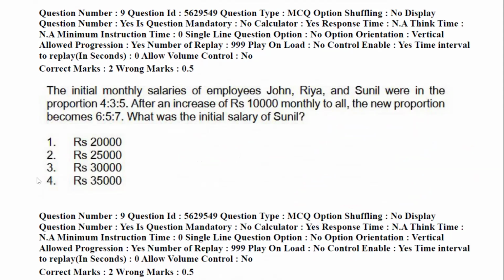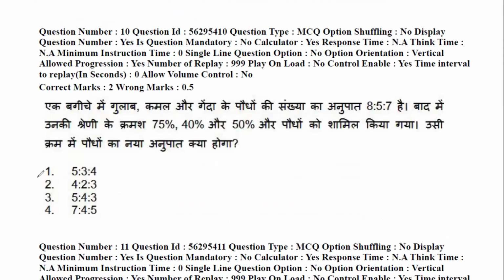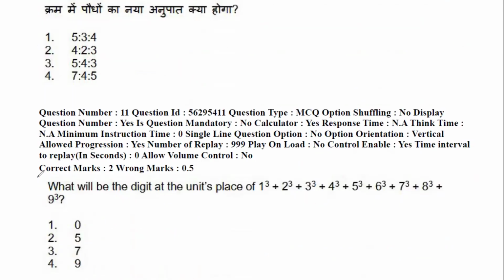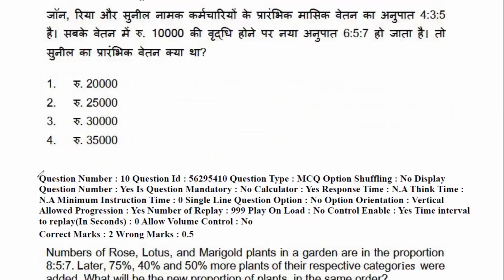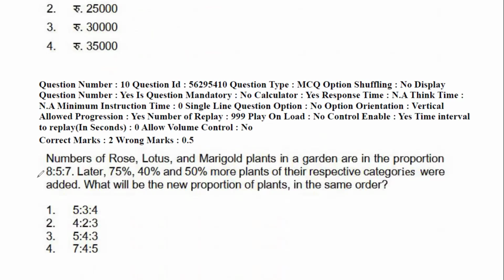Last question for this video, question 10. Rose, lotus, and marigold plants are in a garden in the proportion 8 is to 5 is to 7. Okay, so the number of roses, lotus, and marigold (R, L, M) plants in a garden are in the proportion 8 is to 5 is to 7. And later 75%, 40%, 50% more plants of the respective categories were added respectively. They have to use the word respectively out here.